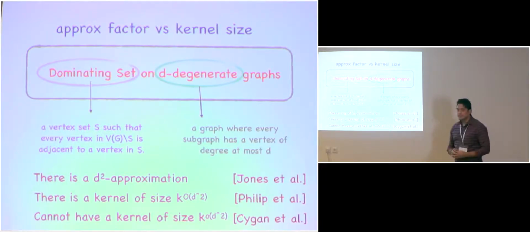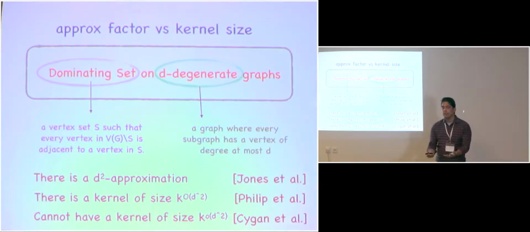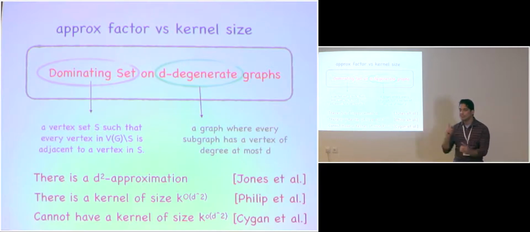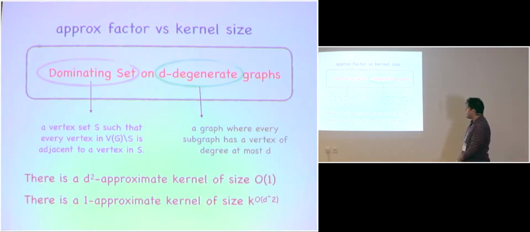And d-degenerate graphs are just a sparse class of graphs. It is known that there is a d-square approximation for this problem, and there is a kernel of size k to the order d square. And it is known that you cannot do better than this. So remember, we had these baselines which sort of told us where our target should be. You should always try to do better than the best approximation factor and try to beat the best kernel size. So these are the two previously best known results.